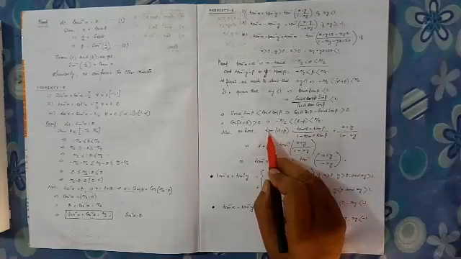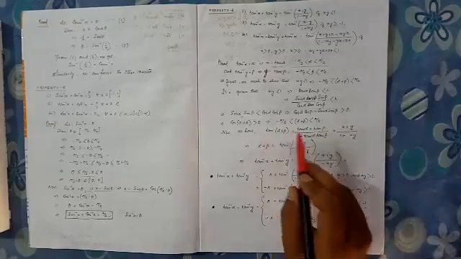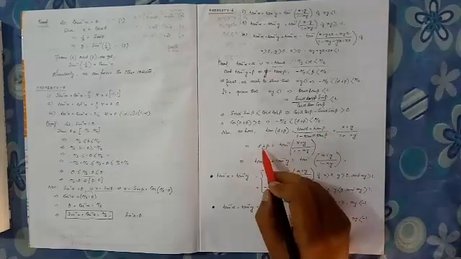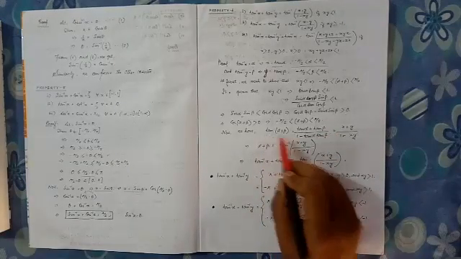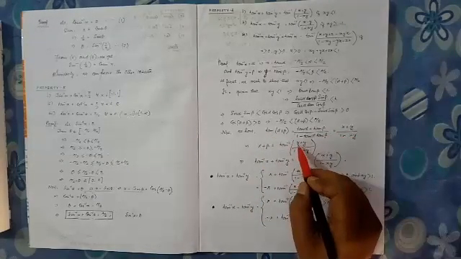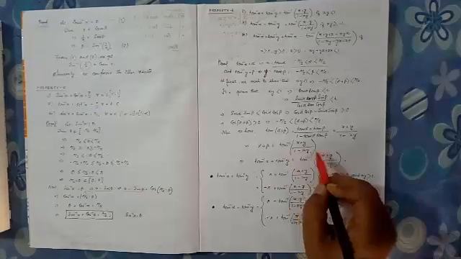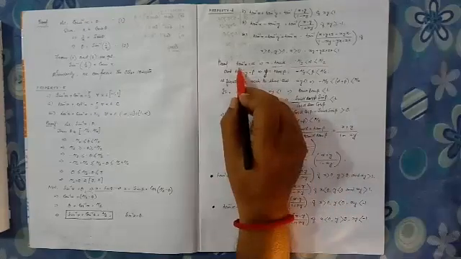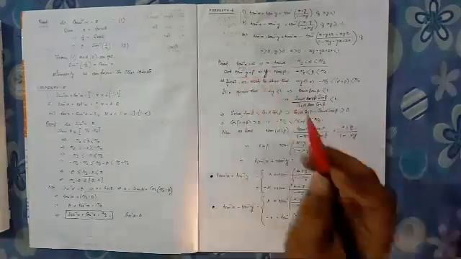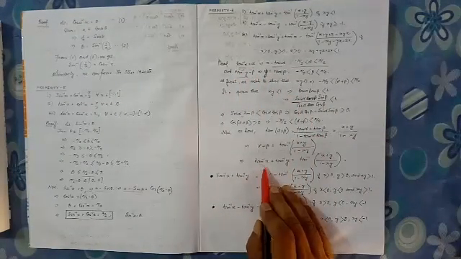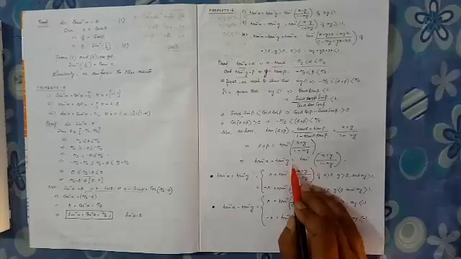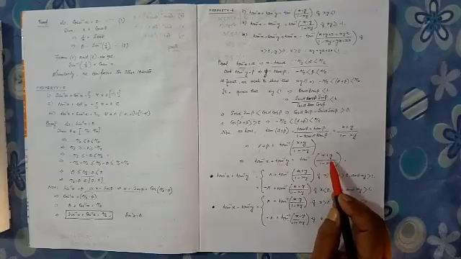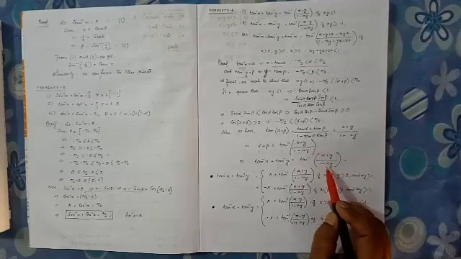So if we are taking tan to this side, it means we are taking the inverse of the function. So alpha plus beta is equal to tan inverse of (x plus y) by (1 minus xy). But what is alpha? Tan inverse x. What is beta? Tan inverse y. So tan inverse x plus tan inverse y is equal to tan inverse of (x plus y) by (1 minus xy).